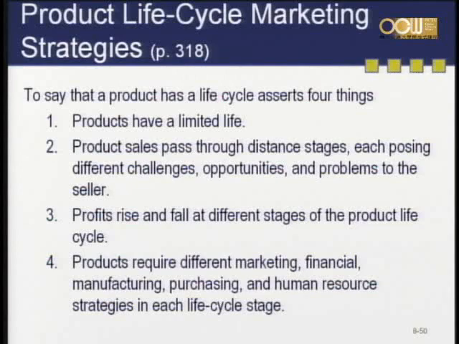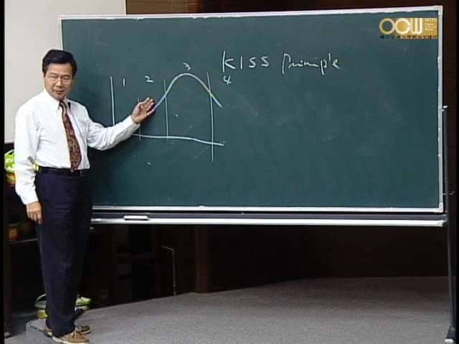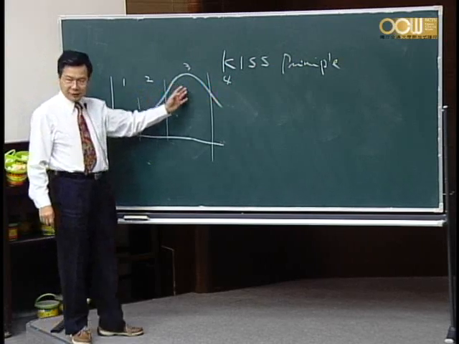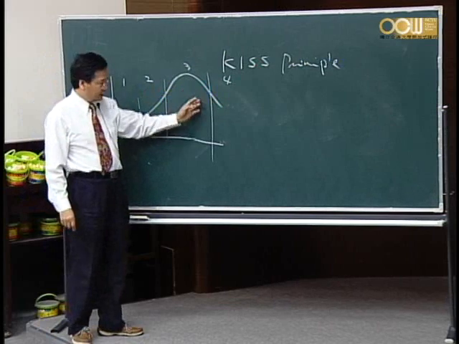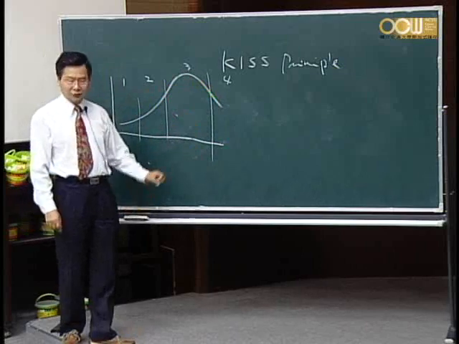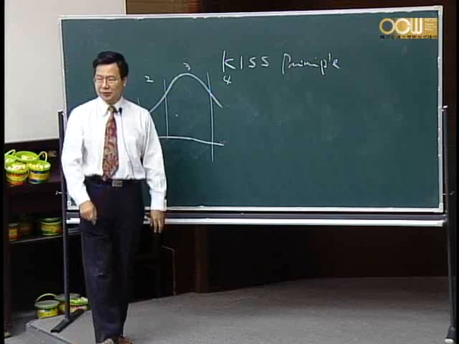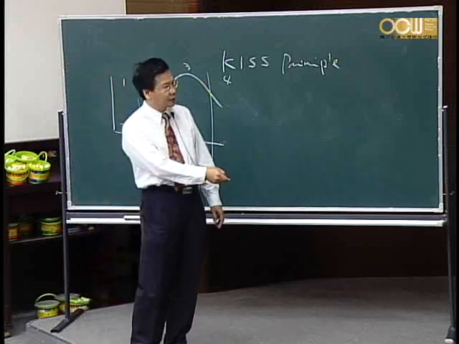And then products require different marketing, finance, manufacturing, purchasing, and human resources at each stage; they are not the same. Very quickly, for instance, this is R&D. This is distribution and marketing. This is promotion and maybe new products, and this is another one. So each one has a different strategy behind it. In different stages, you put different resources into supporting a product. That's what this is.